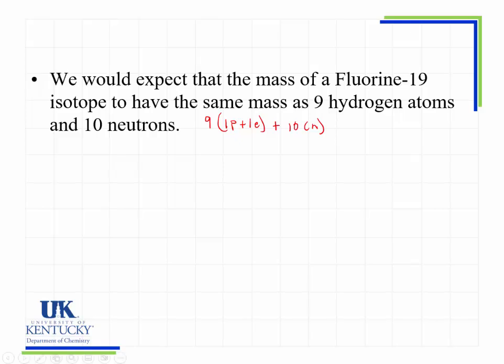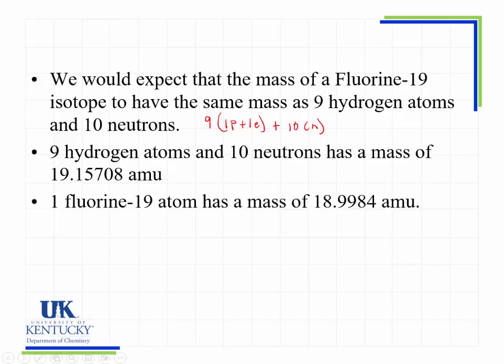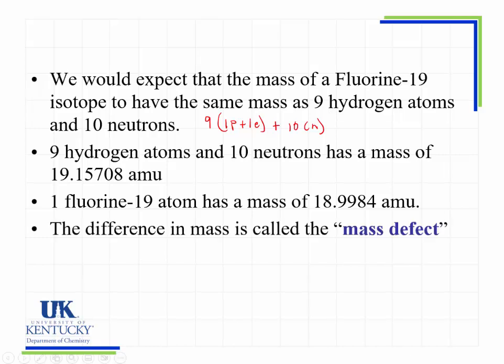Well, this is not what we find. Here is the mass of 9 hydrogen atoms plus 10 neutrons. But here is the mass of a fluorine atom. We see that there is a difference in those two. This difference is called the mass defect. So let's calculate this mass defect in this situation.